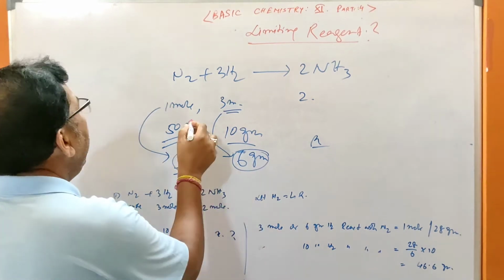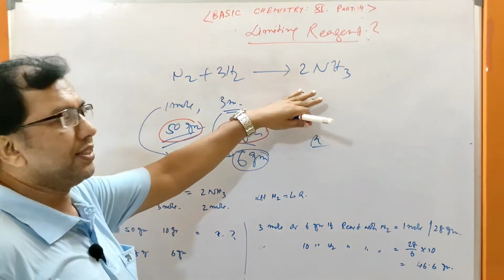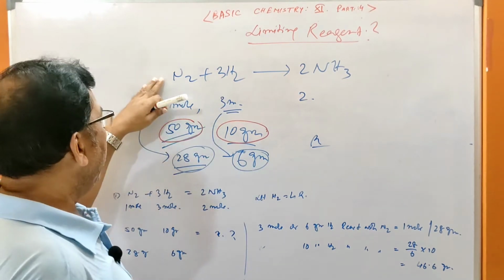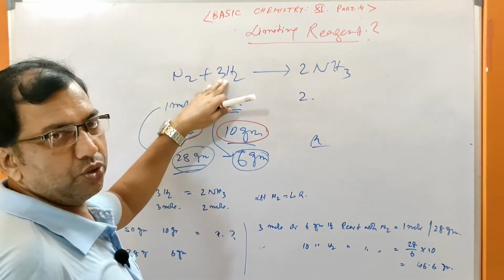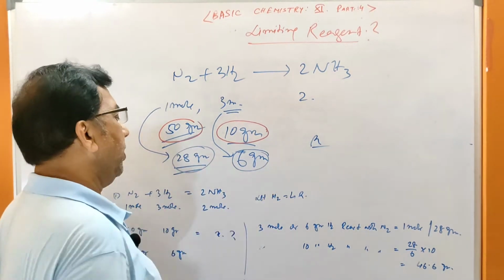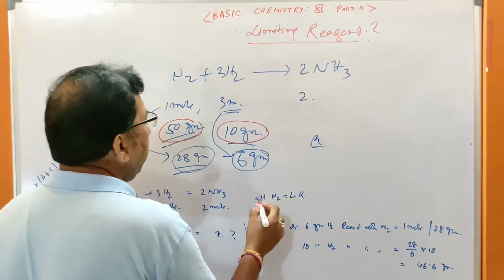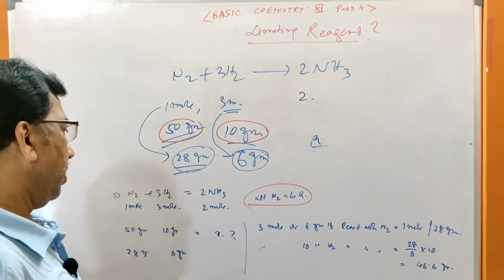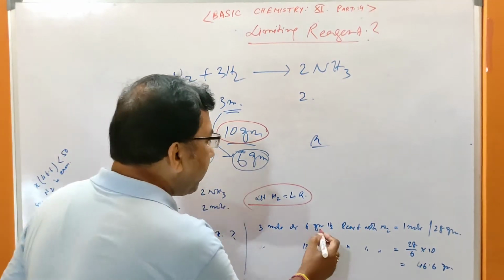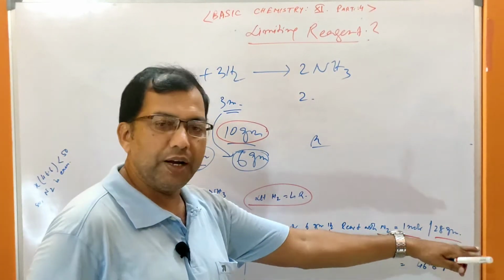Here what is given is 50 gram and 10 gram. What is our requirement? The standard required reactants: 28 gram of nitrogen with 6 gram of hydrogen. 1 mole of nitrogen with 3 moles of hydrogen is needed for ammonia production, that means 28 gram with 6 gram. Clear? So let's see, let hydrogen be the limiting reagent. So 3 moles or 6 gram of hydrogen reacts with 1 mole or 28 gram of nitrogen.